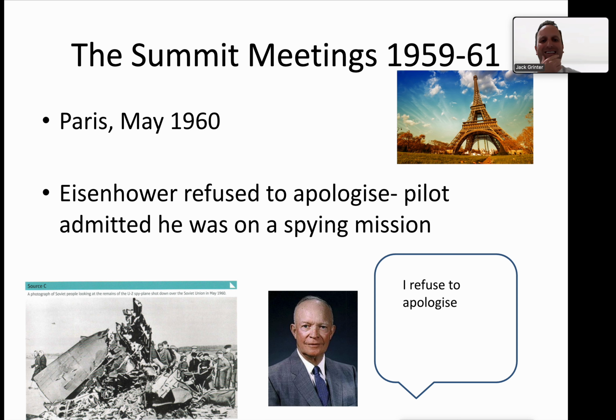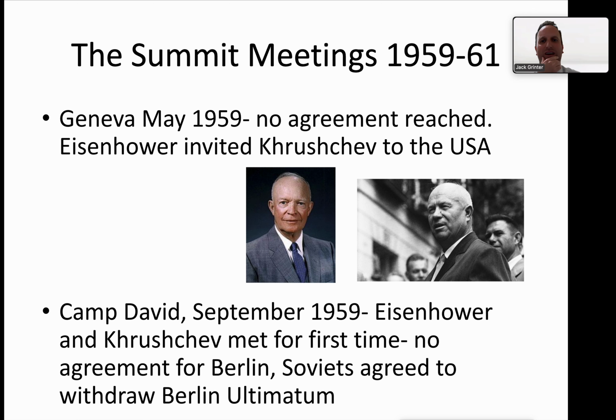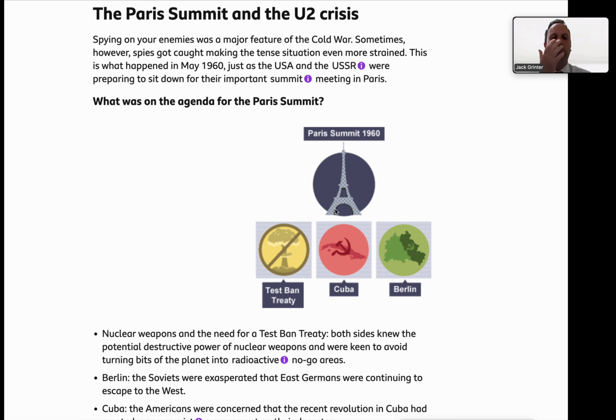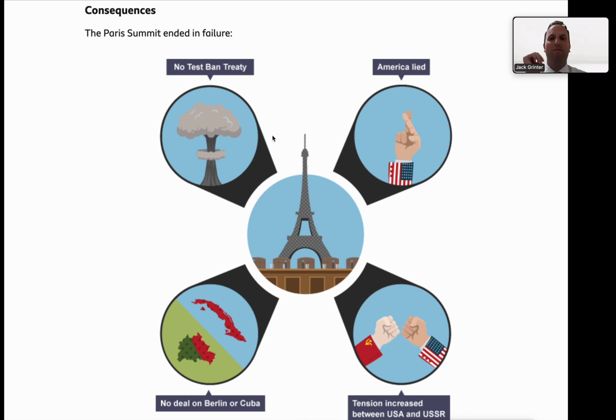They refused to apologise. This increased tension in a big way. So what was on the agenda for the Paris meeting was a test ban treaty, because they know the devastating impact that nuclear weapons and testing them will have on our globe, releasing radioactive matter, things like that. They also were going to discuss Cuba and Berlin. However, because of what happened with the spy plane, the Paris summit ends in failure.